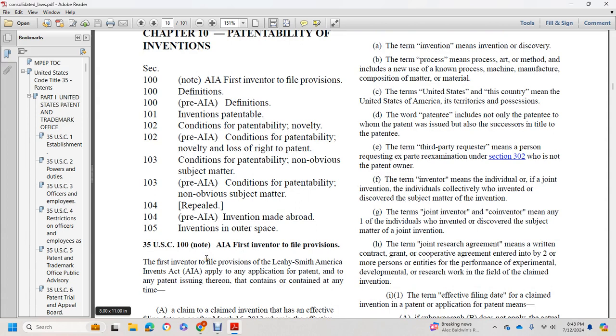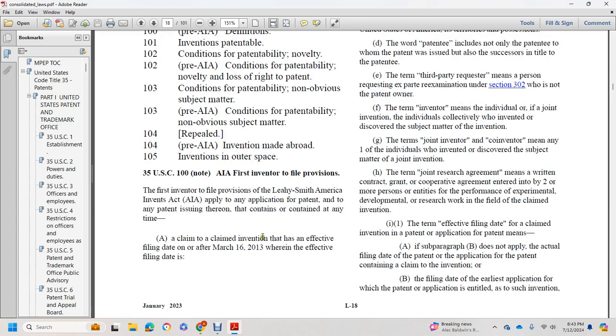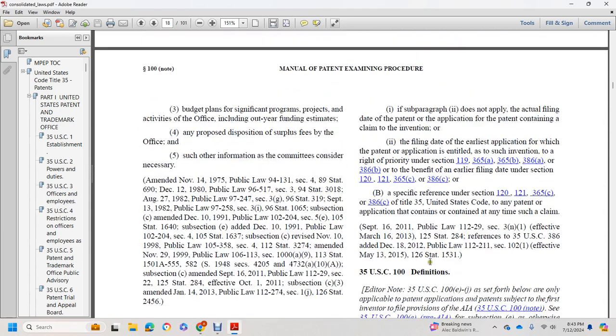Title 35 U.S. Code 100 note: the AIA, America Invents Act, first inventor to file provision. The America Invents Act applies to any patent application that contains, at any time, a claim to a claimed invention with an effective filing date on or after March 16, 2013. Paragraph 2 does not apply with the actual filing date of the application.